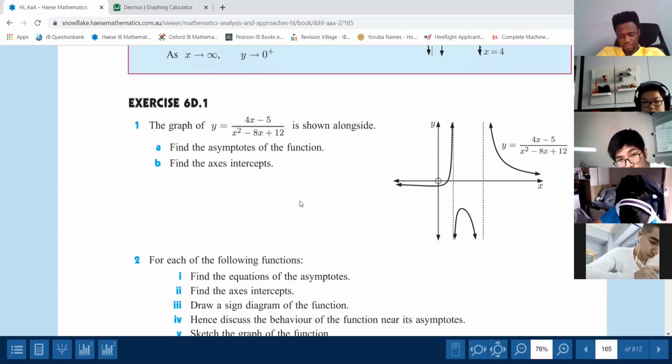Done? No, not yet. Okay, don't worry, take your time. Mr. Daniel, do we send it to you one by one or the whole question? A and B together, or if you prefer to send one by one, it's fine.